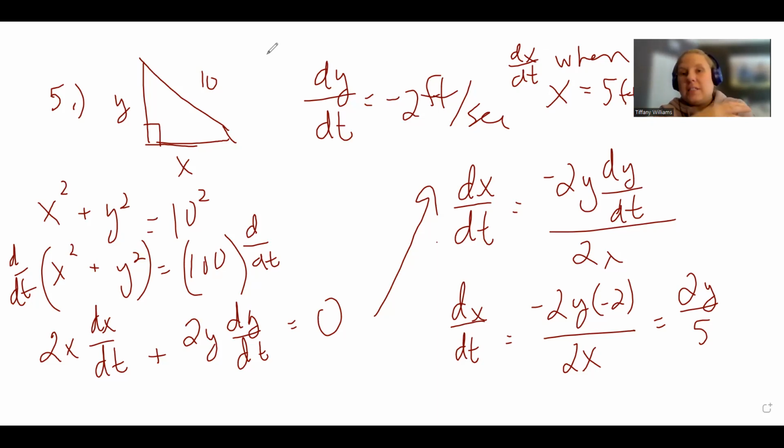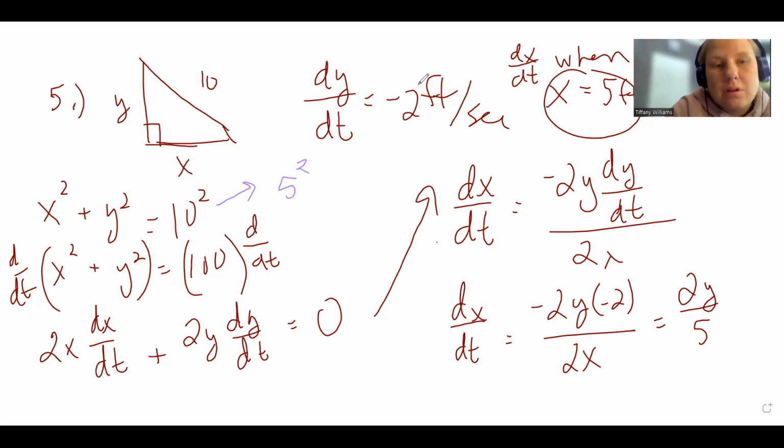Now, at this point, guys, this is no longer calculus. This is going to be algebra. So to figure out what y is equal to, using x equals 5 feet, I'm going to go back to the Pythagorean theorem. I know that x squared is 5 squared. I don't know what y is. And that's going to equal 10 squared, which is 100.